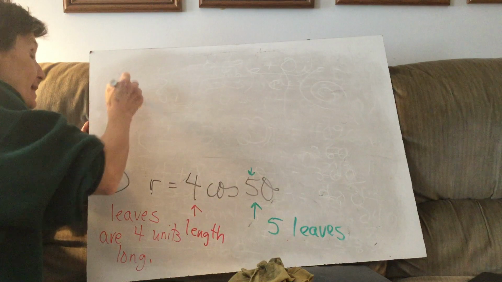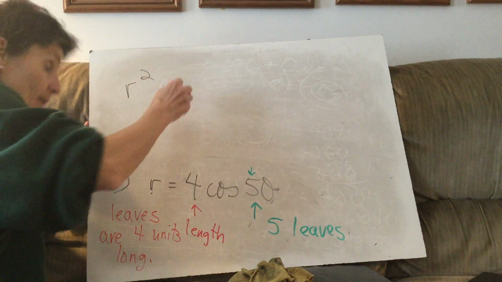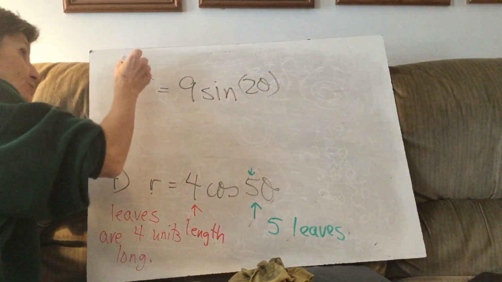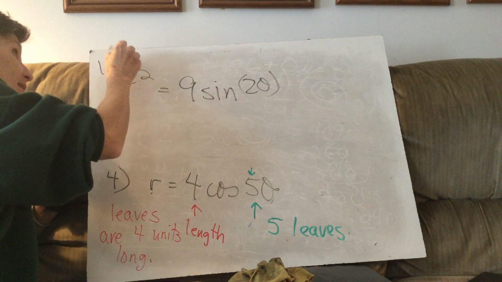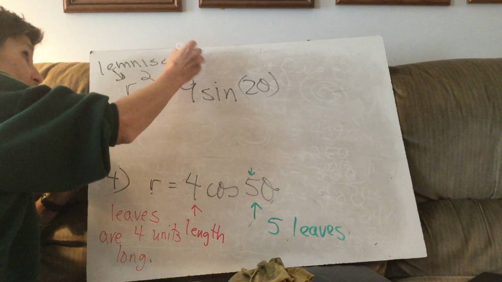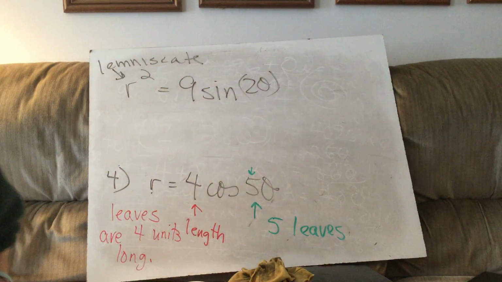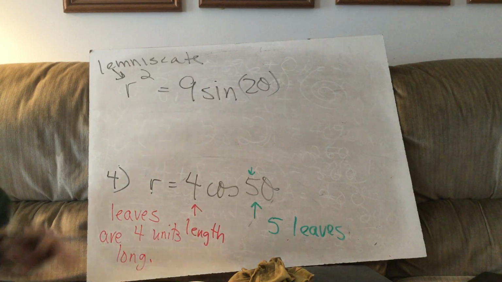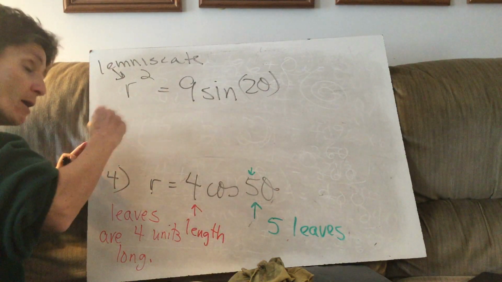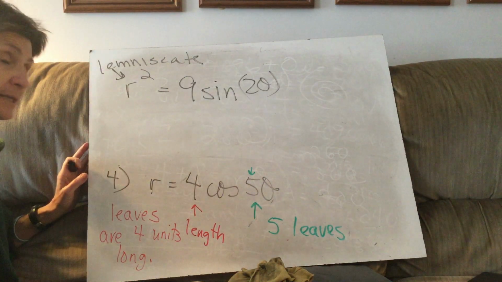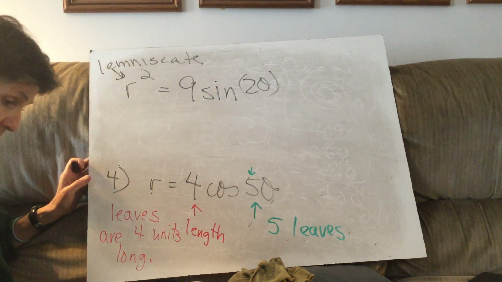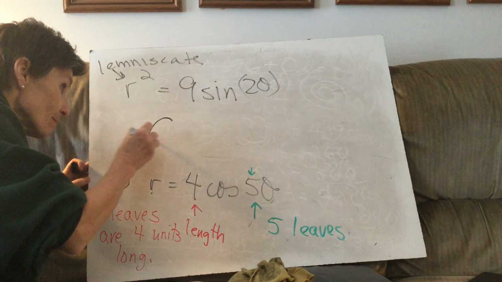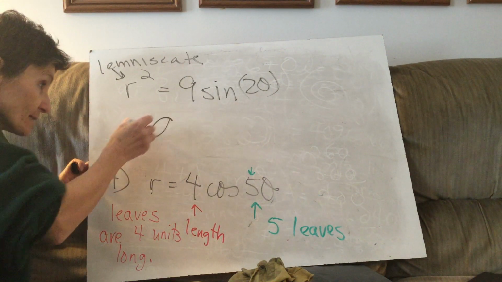The next one is a lemniscate. When you say, Mrs. Ford, how do you know it's a lemniscate? I want to remind you, if it's got a squared, it's a lemniscate. Lemniscate, figure 8. So if I were going to graph this thing, it would be some kind of figure 8, either slanted, up and down, sideways, some kind of figure 8. I want to know how long these leaves are.